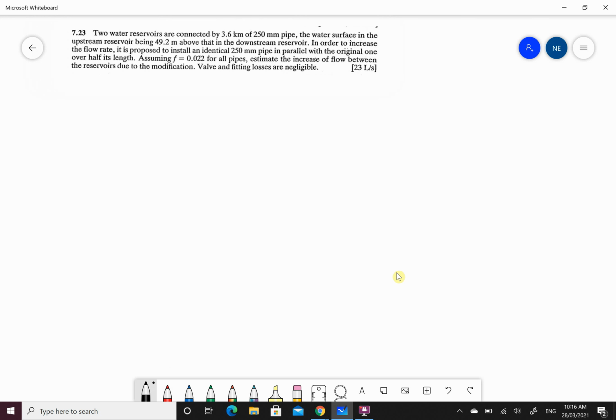Alright, so what have we got? Well, let's start off with the diagram. I have one reservoir here. I have a pipe connecting in between, and I have another reservoir here.